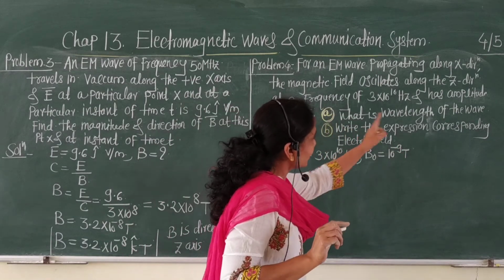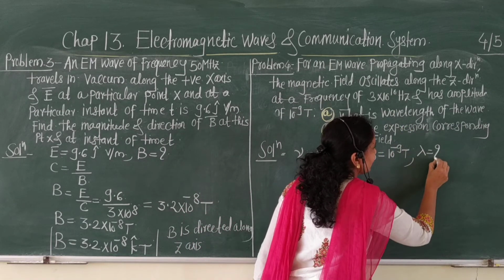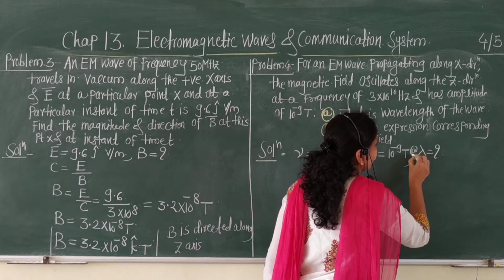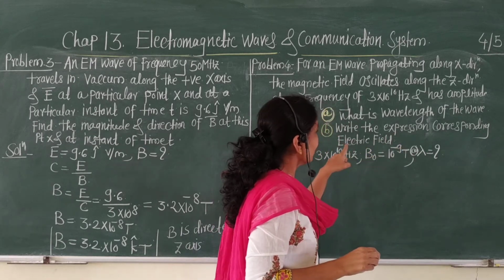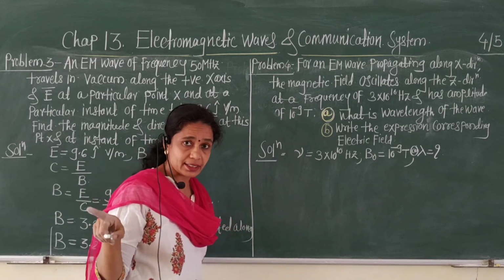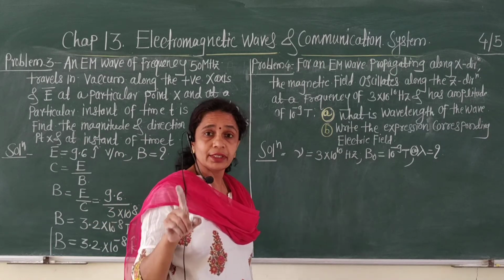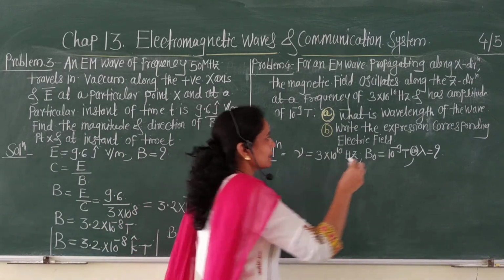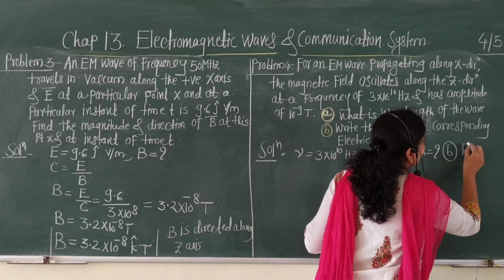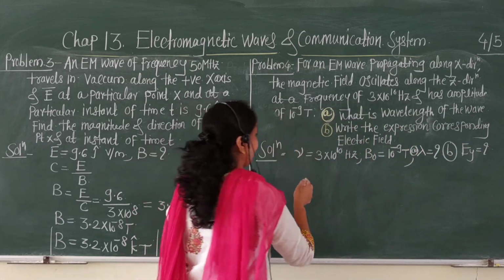Then, what is the wavelength of the wave? Therefore, we have to calculate lambda. Then, we have to write the expression corresponding to the electric field, because the wave is propagating along the x-axis, the magnetic field is along the z-axis, and the electric field is along the y axis. Therefore, we have to calculate E y. First, let us calculate lambda.